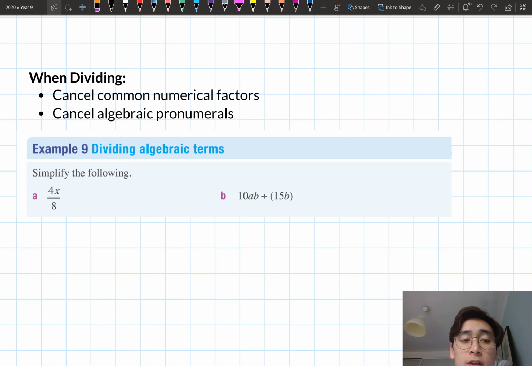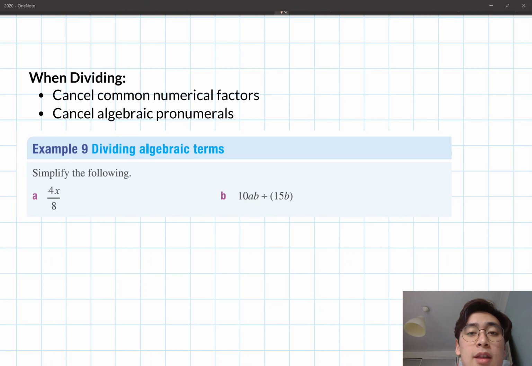numerical factors first, and then cancelling algebraic pronumerals. If you notice, we do this in a similar order to when we multiplied algebraic terms. We're dealing with the numbers first, and then after we've dealt with the numbers, we're going to deal with the algebraic pronumerals, or the letters, afterwards. When we're dividing, we want to cancel out common factors. So we want to see what terms in the number that I'm being divided by can I cancel out from the number that I'm dividing with.